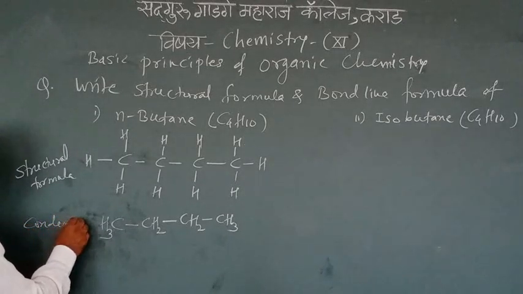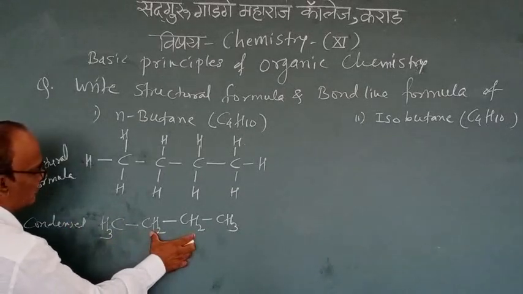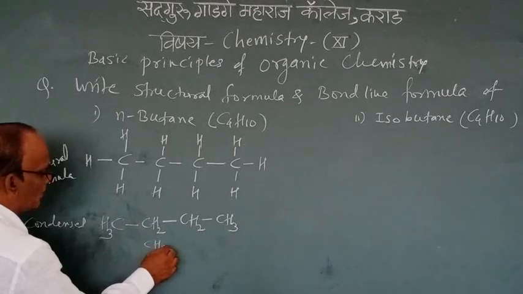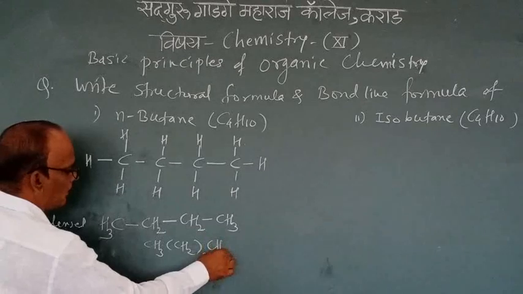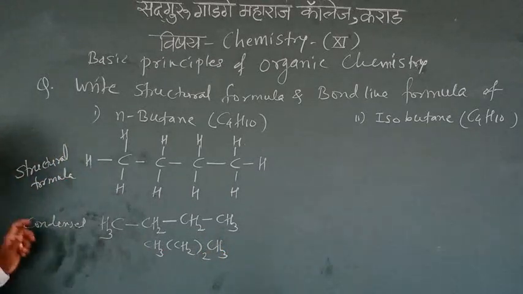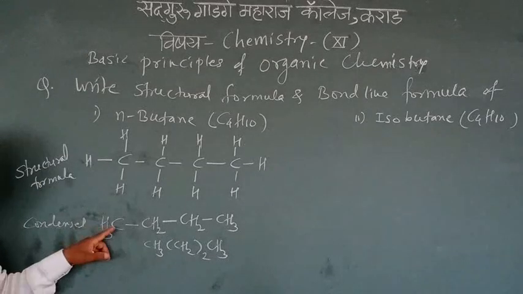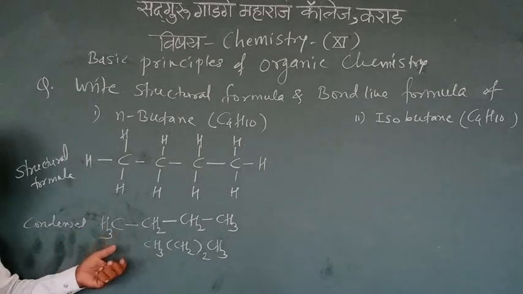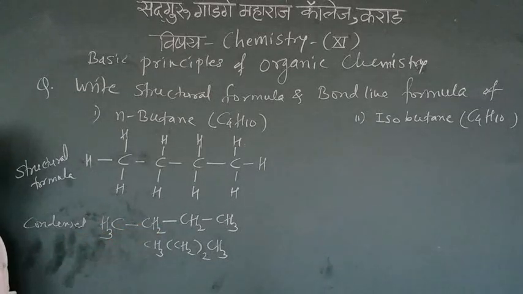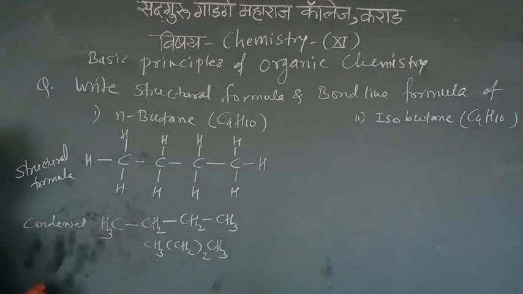Then the condensed formula is also written in a second type, where the two identical groups are taken together: CH3 CH2 twice CH3. There is no bond written in this formula. This is also a condensed formula. In this formula, hydrogen atoms are taken together for each carbon atom, and in the earlier one the carbon-carbon bond is shown. From this structure, we can draw the bond line formula.